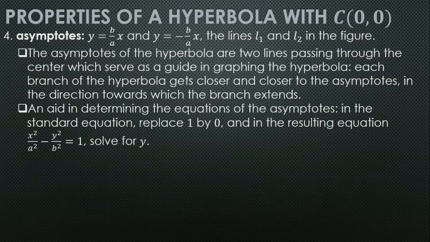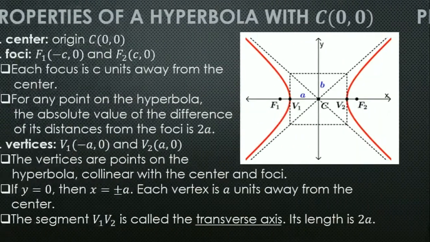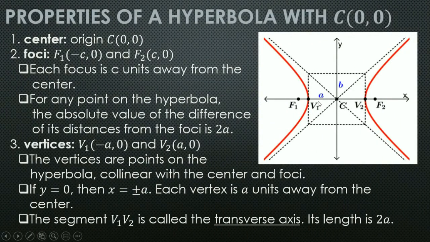Okay, so if you try to go back in that figure, ang tawag dito ay transverse axis. Ang tawag dito ay conjugate axis. Ito yung ating mga asymptotes. Okay? Ang length ng transverse axis ay 2a, ang length ng ating conjugate axis ay 2b. Take note of that. Okay?